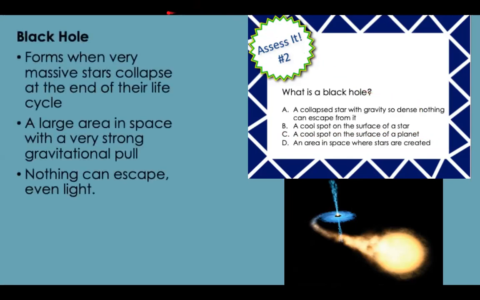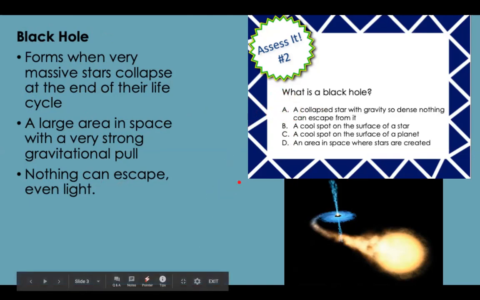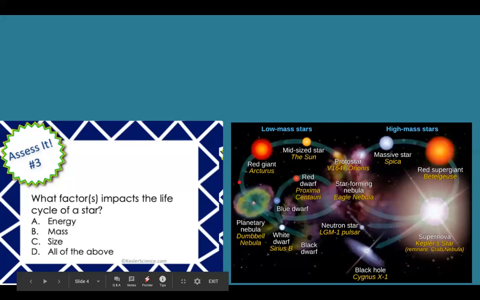So let's look at our answer. Black holes, and I got this directly from our PowerPoint. Black holes form when very massive stars collapse at the end of their life cycle. A large area in space with a very strong gravitational pull. Nothing can escape it, even light. So if we look at our answer choices, the only possible answer choice is A. A is the correct answer.